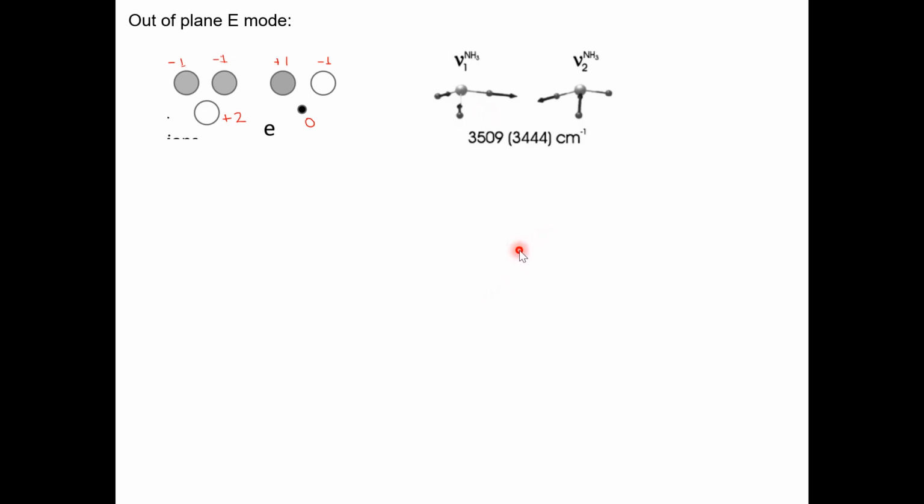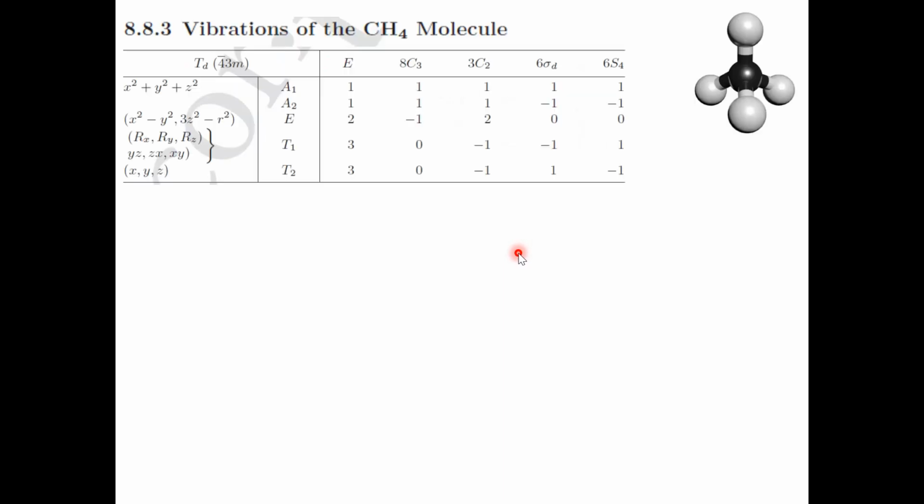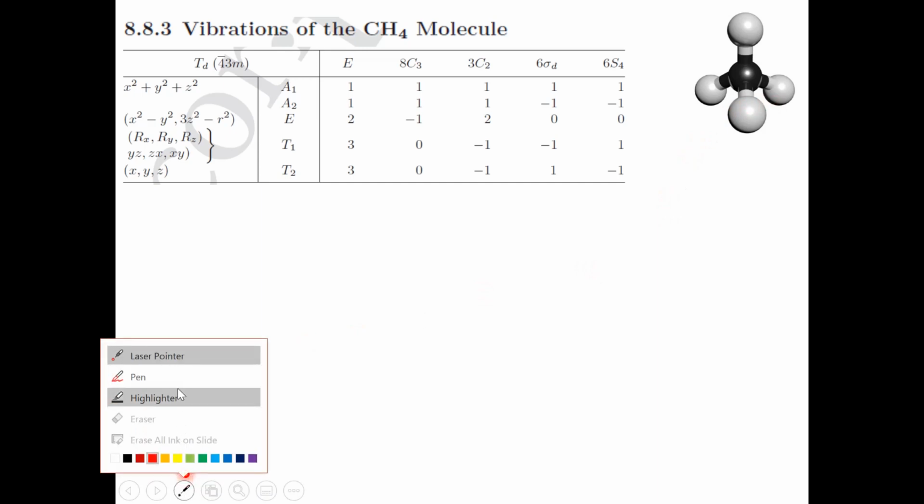This discussion starts to be more complicated when you have more complicated molecules. And let's finish this chapter by discussing the CH4 molecule, which is a very symmetric molecule, with the tetrahedral Td group. It has one carbon atom right in the middle of the tetrahedron and four hydrogen atoms around it.